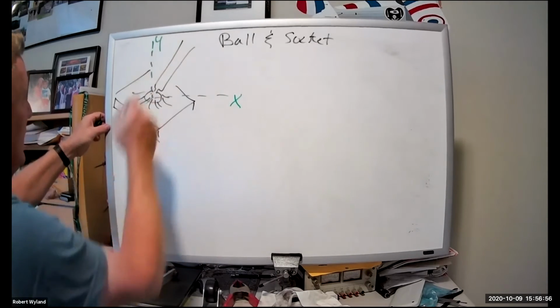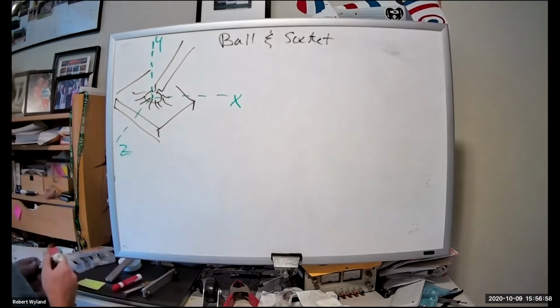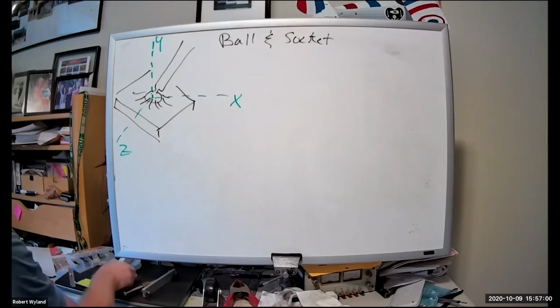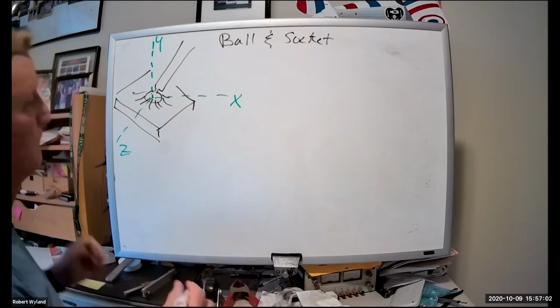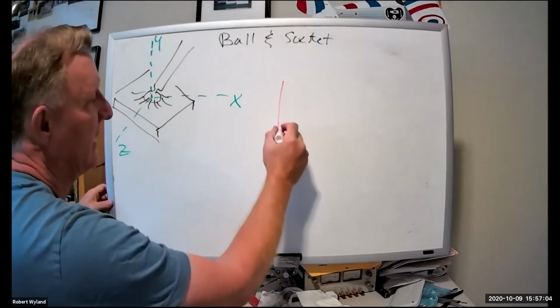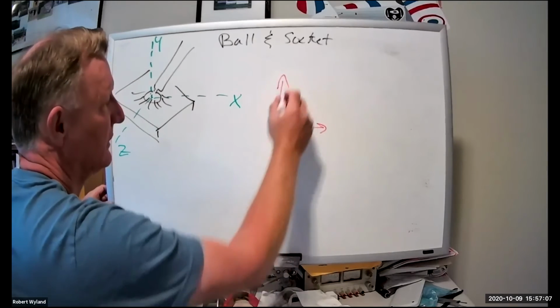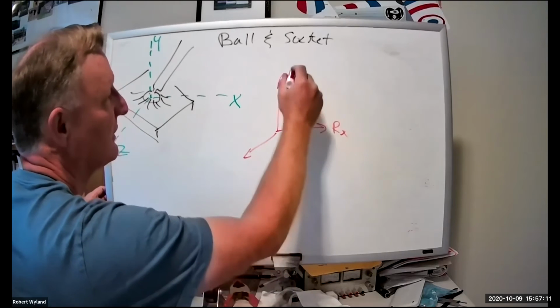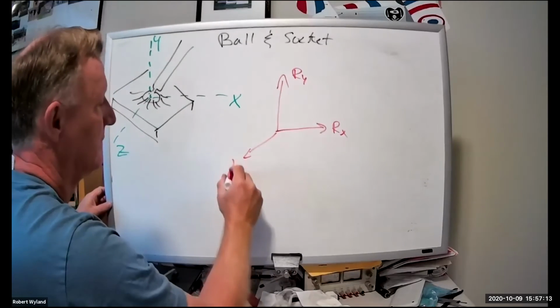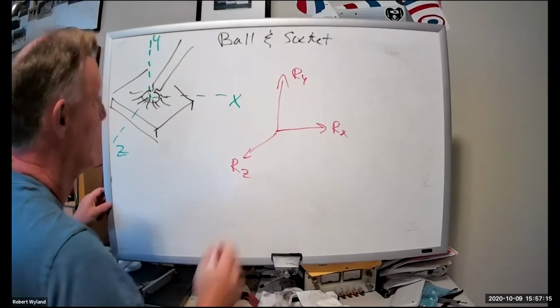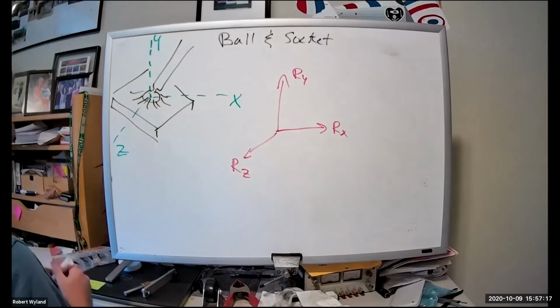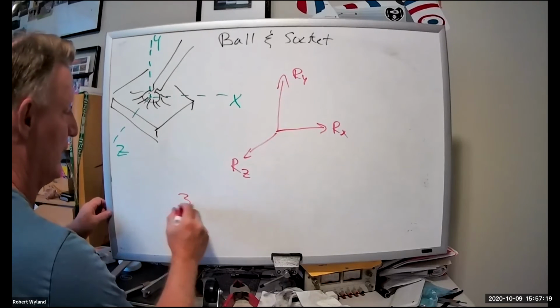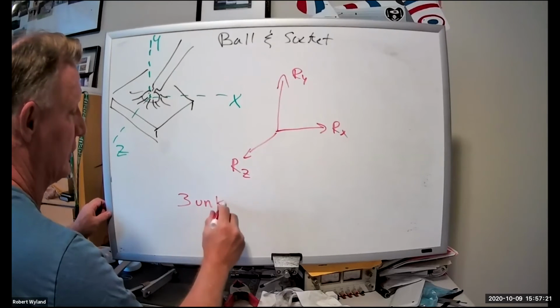X, Y, and Z. So what reactions do we have? We said that we had reactions, linear reactions in all our X, our Y, and our Z. And then we said we had no moments in any of them. So we have 3 unknowns.